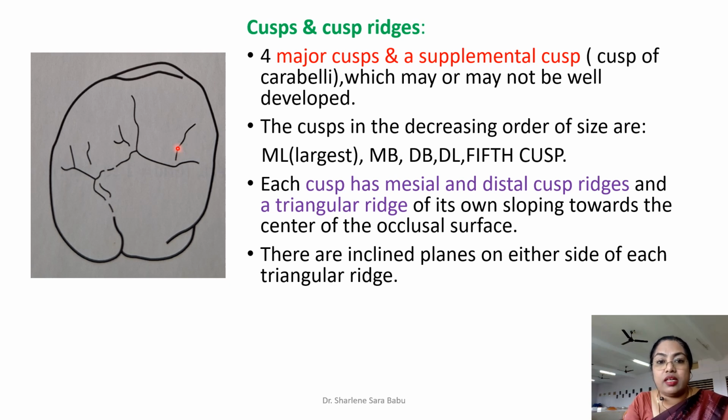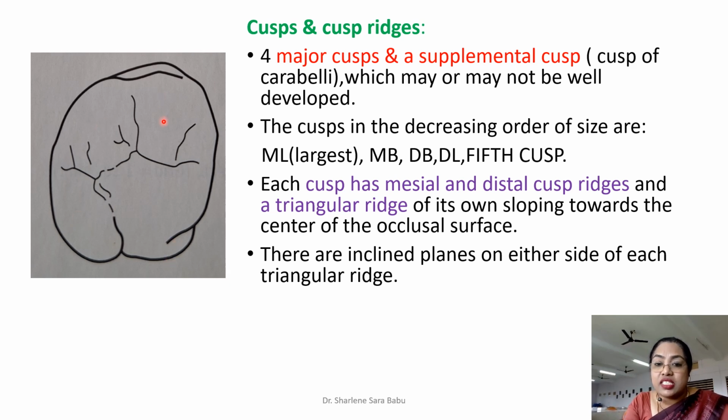Let's move in detail to the cusps and the cusp ridges. The four major cusps and a supplemental cusp, that is the cusp of Carabelli, which may or may not be well developed. The four major cusps are the mesiobuccal, distobuccal, mesiolingual and the distolingual, and the fifth cusp is the cusp of Carabelli, a supplemental cusp. In decreasing order of size, the mesiolingual cusp is the largest, followed by the mesiobuccal cusp, distobuccal cusp, distolingual cusp and the fifth cusp.